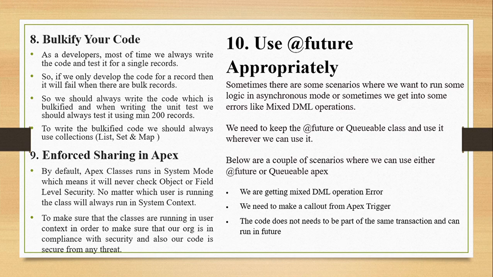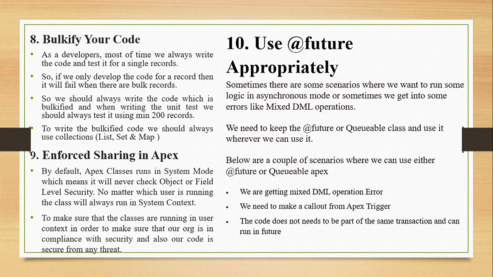Tenth is use @future appropriately. Sometimes there are scenarios where we want to run some logic in asynchronous mode, or sometimes we get errors like mixed DML operation, where we try to update or insert a record on a setup and a non-setup object at the same time. So we need to create @future or Queueable classes and use them wherever needed. Below are a couple of scenarios where you can use either @future or Queueable Apex.